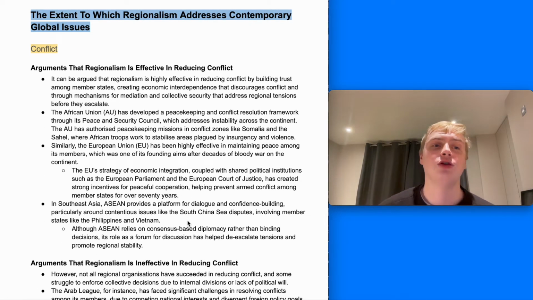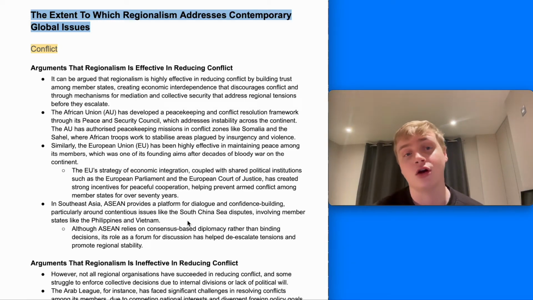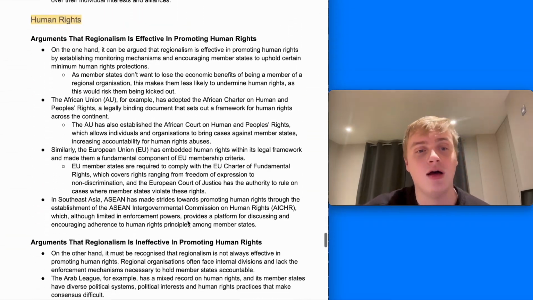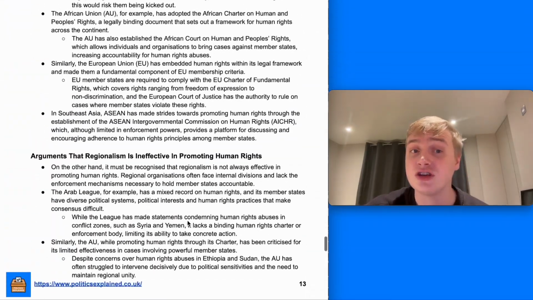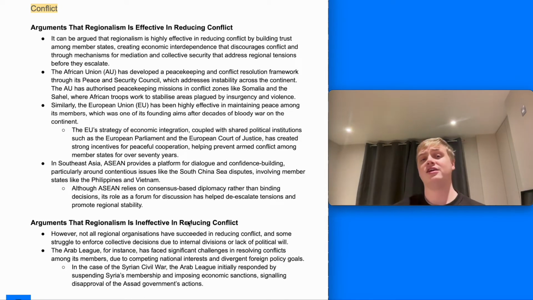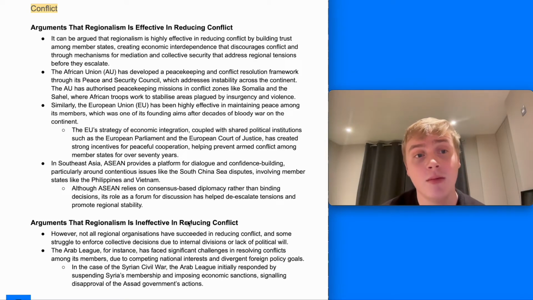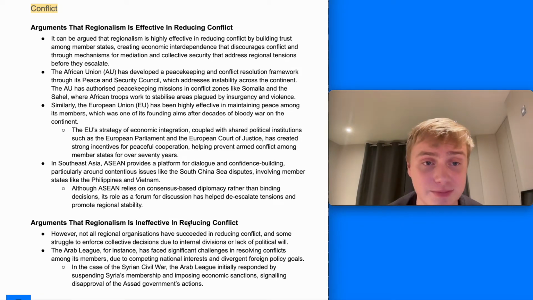The final thing we're going to have a look at then is the extent to which regionalism addresses contemporary global issues, looking at conflict, human rights, the environment, and reducing poverty. So starting off with conflict, on the one hand, it could be argued that regionalism is effective in reducing conflict by building trust among member states and creating economic interdependence and trade that discourages conflict through mechanisms for mediation and collective security.